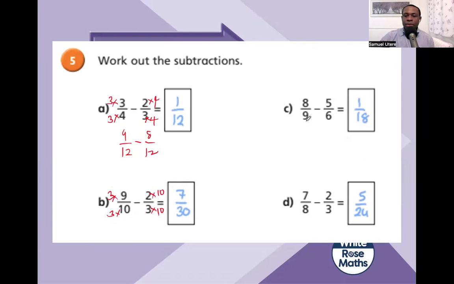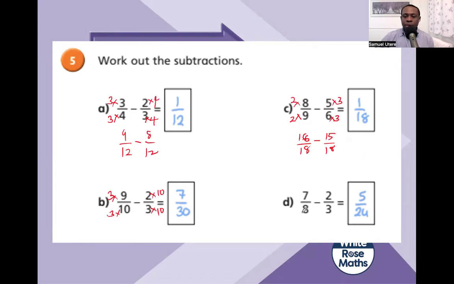Here, the lowest common multiple of 9 and 6, you can see, is 18. So we'll multiply that by 2, that by 2 as well, that one by 3, and that by 3. Now we have 16 over 18 minus 15 over 18. 16 minus 15 is 1, so our answer is 1 over 18.